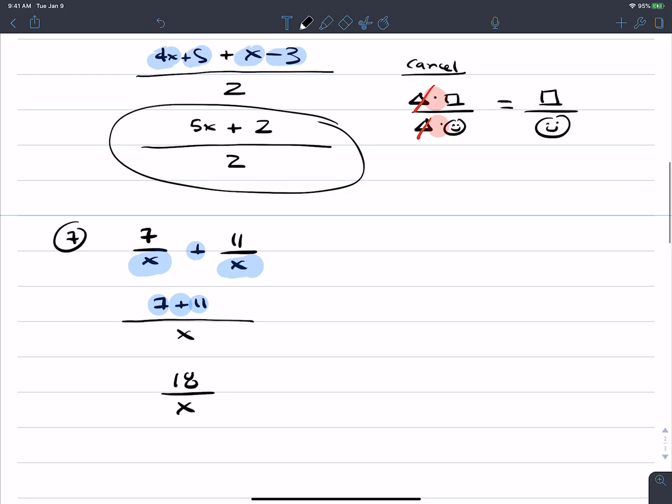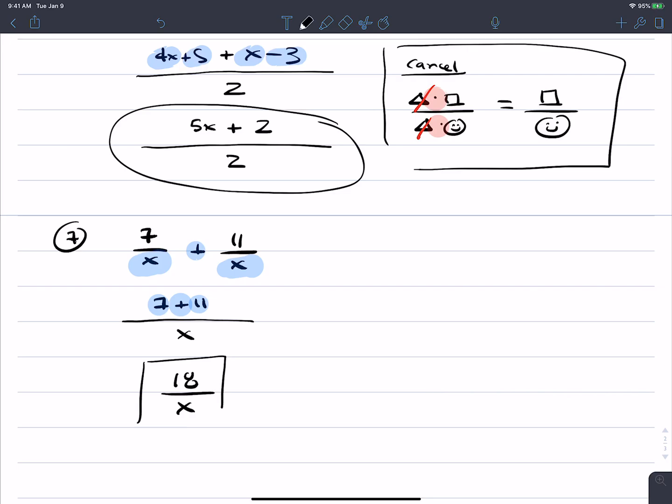And again, we cannot use this cancellation property here because even though I can factor 18, it will not cancel with the x. So we're done. Final answer is 18 over x.